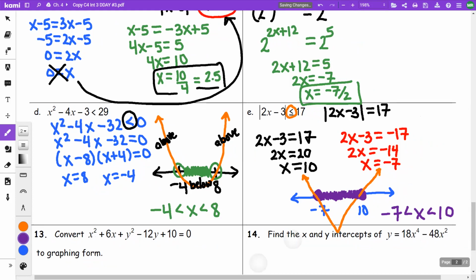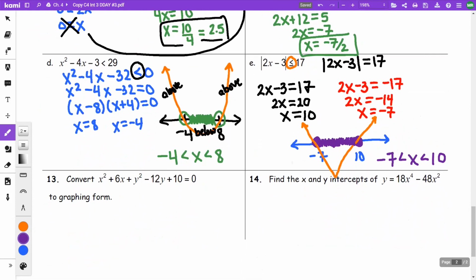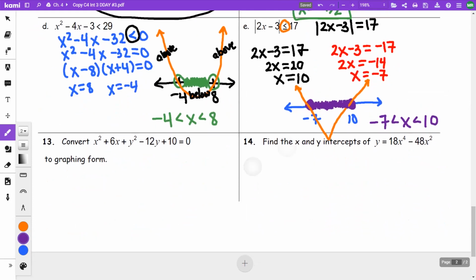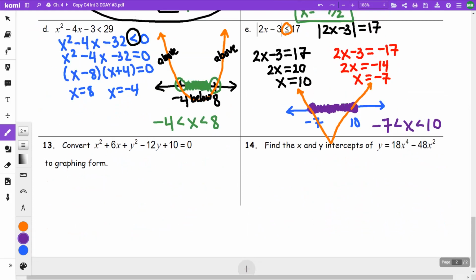Now, 13. 13 is completing the square. We're going to complete the square twice. So I'm going to get my x's together. So I'm going to have an x squared plus 6x. I'm going to leave some space.